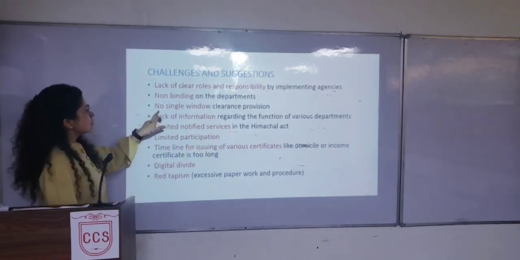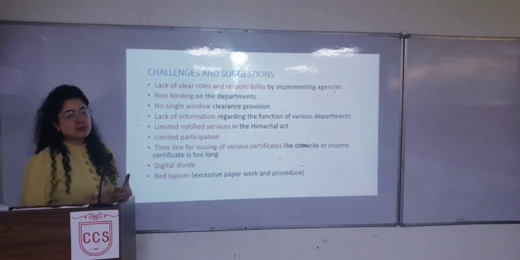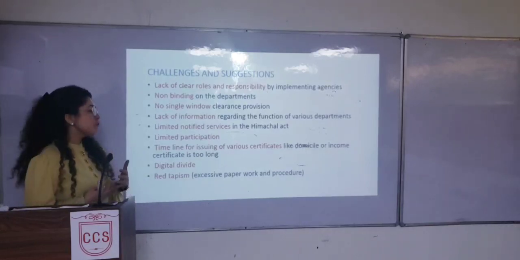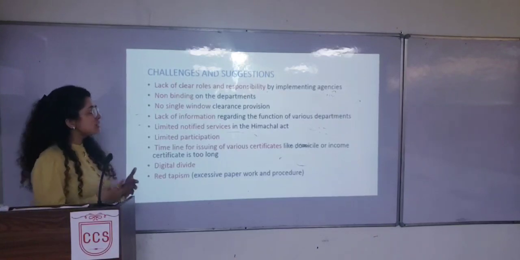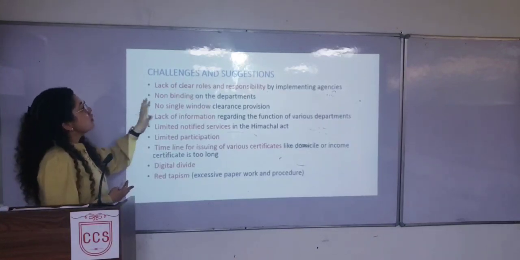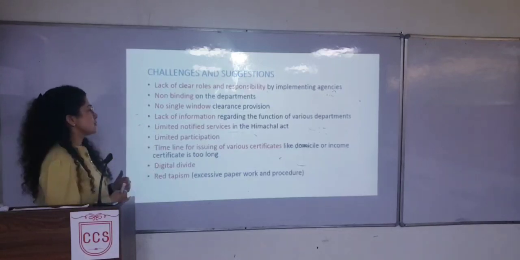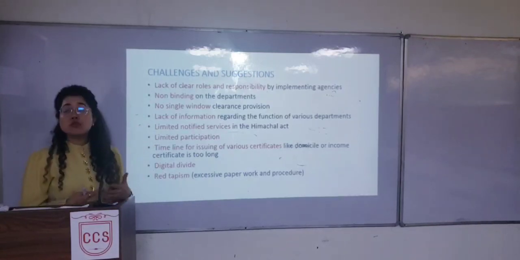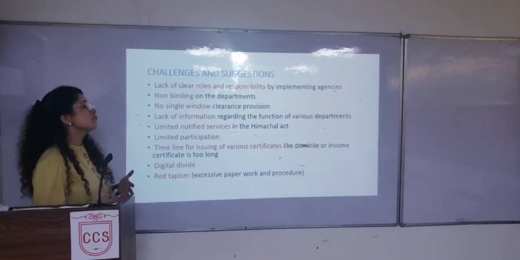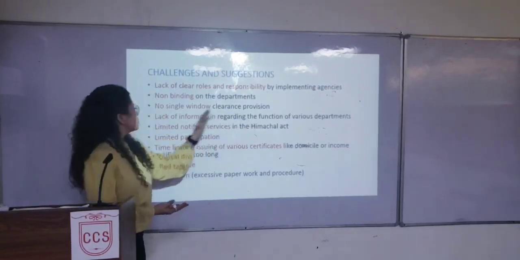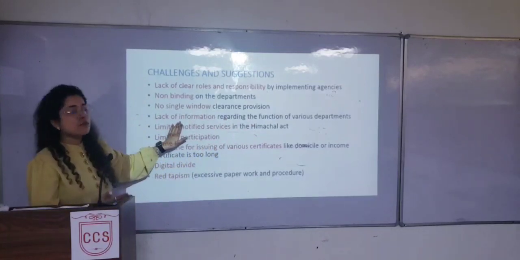Again, next is there is no window clearance. That means there is huge red tapeism. There is excessive paperwork, and the procedure is so tedious that most of the people are reluctant to go through such a long process. Next, most of the people are also complacent. There is a lack of information regarding the various departments and what type of services they are providing. So that means there is a lack of information also.